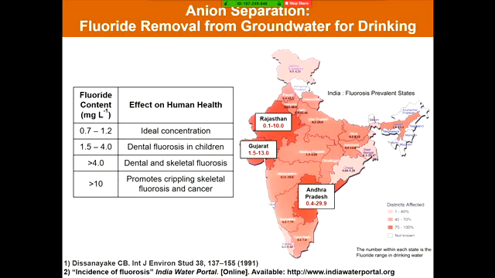Another application where one would like to do specific ion separation would be, for example, fluoride removal from groundwater. In many parts of the world, the water in the ground is contaminated with fluoride, and once it goes above certain concentrations, it is a real human health risk.